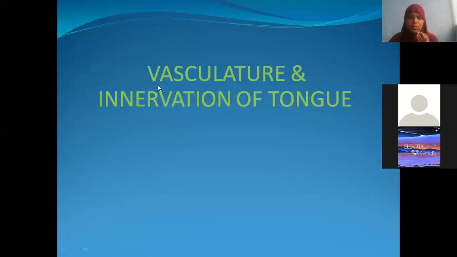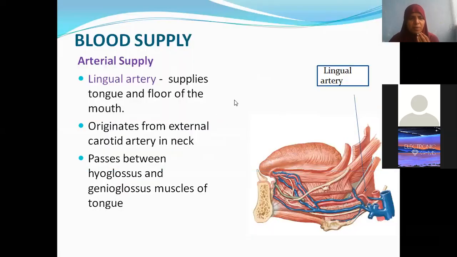Now coming to the vasculature, the blood supply of the tongue comes from where? The lingual artery. The lingual artery is a branch of which artery? The external carotid artery, isn't it? So the lingual artery supplies the tongue. It passes between two muscles. What are those? If you cut the hyoglossus, you are able to see the artery. That means deep to the artery, the muscle we have is the genioglossus. So it is running between the hyoglossus and genioglossus muscles.